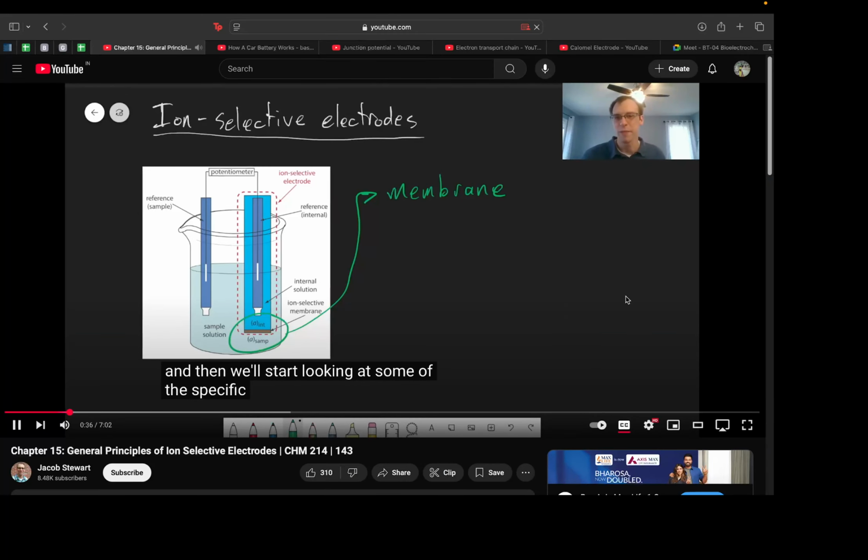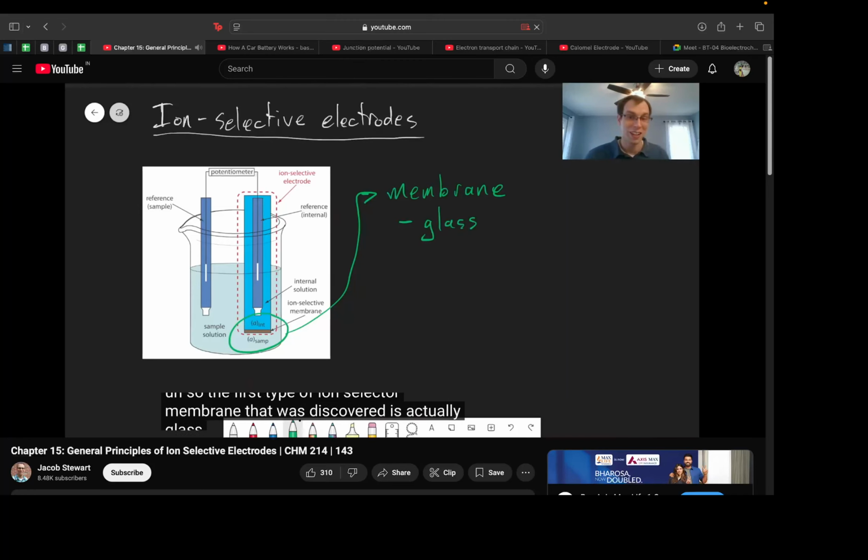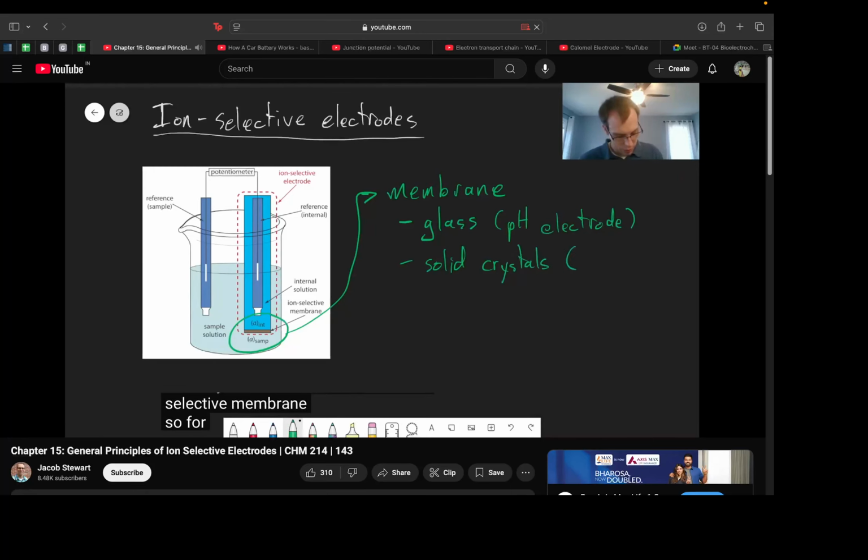Looking at some of the specific ways you can construct these ion selective electrodes. The first type of ion selective membrane that was discovered is actually glass. This is what's used for a pH electrode. There are also other types of solid crystals that are used as this ion selective membrane. For example, the chloride ion selective electrode we've used in lab uses this. Other halides, including fluoride and others, use the same type of membrane.